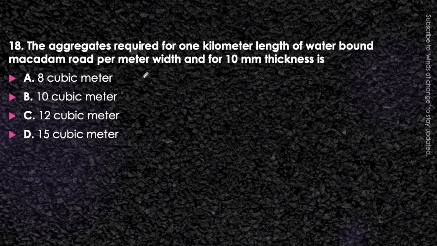Next question. The aggregate required for 1 kilometer length of waterbound macadam road per meter width and for 10 mm thickness is 8 cubic meter, 10 cubic meter, 12 cubic meter or 15 cubic meter. Think about it. Can you answer it? These are all given in the schedule of rates of construction of WBM or different kinds of pavements. So in this question the answer will be option C, that is 12 cubic meter. This is not a very important question, but one should watch it because it was once asked in an exam of state services only. That is why it is being kept here.